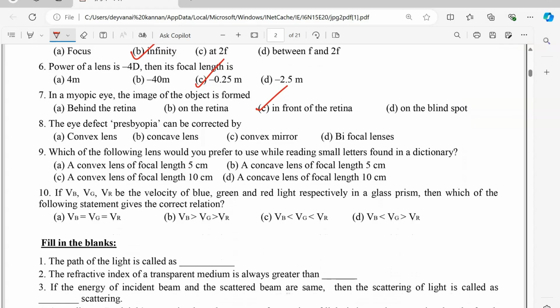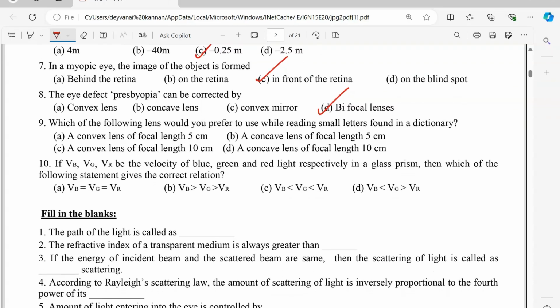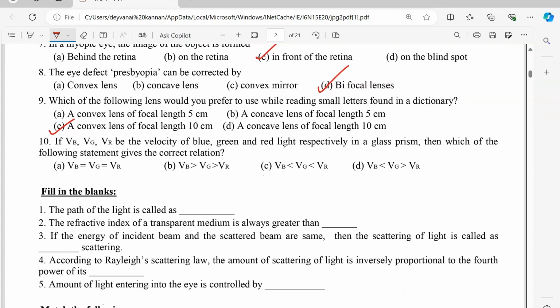The eye defect presbyopia can be corrected by bifocal lenses. Which of the following lenses would you prefer to use while reading small letters found in a dictionary? A convex lens of focal length 10 centimeter. If VB, VG, VR be the velocities of blue, green and red light respectively in a glass prism, then which of the following statements gives the correct relation? C.